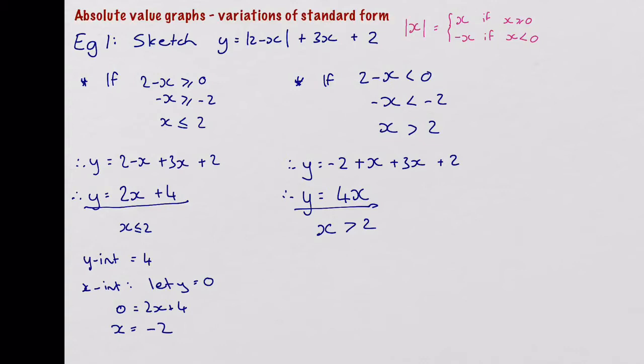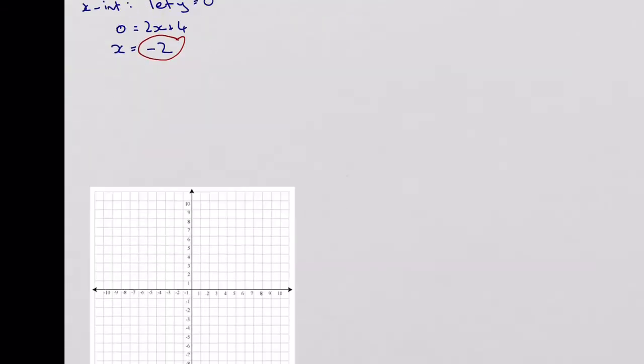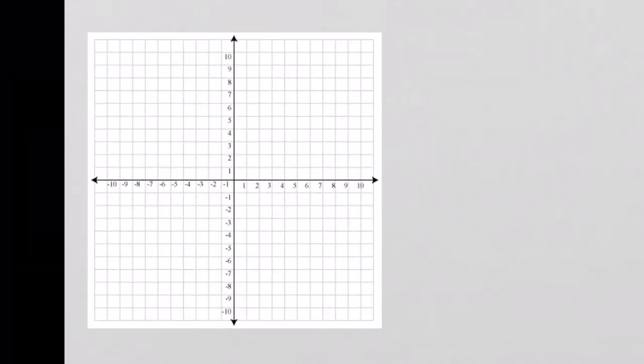Okay, so let's plot these two to start with. So we're looking at this y-intercept of 4 and this x-intercept of negative 2. Right, so if we go to our Cartesian plane, make this a little bit bigger, we can then plot that we have an x-intercept of negative 2, and we have a y-intercept of 4. Right, so then this section of the graph would look like that. Okay, so that would be the y equals 2x plus 4.